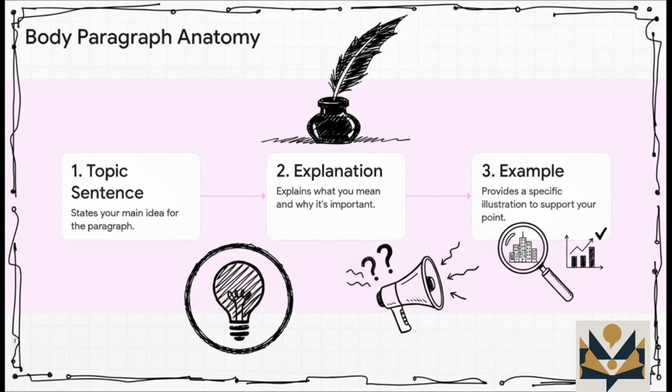So how do you build that depth? Easy. Just follow this simple 3-part recipe for every body paragraph. First, you start with the topic sentence. This tells the reader your main idea for that paragraph. Then, you explain it. What do you mean by that? Why does it matter? And finally, you give a specific example to make your point real and believable.